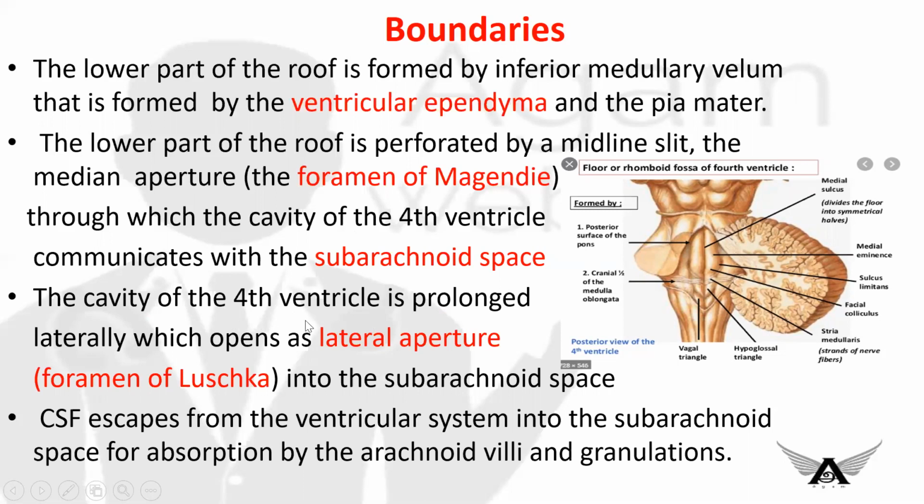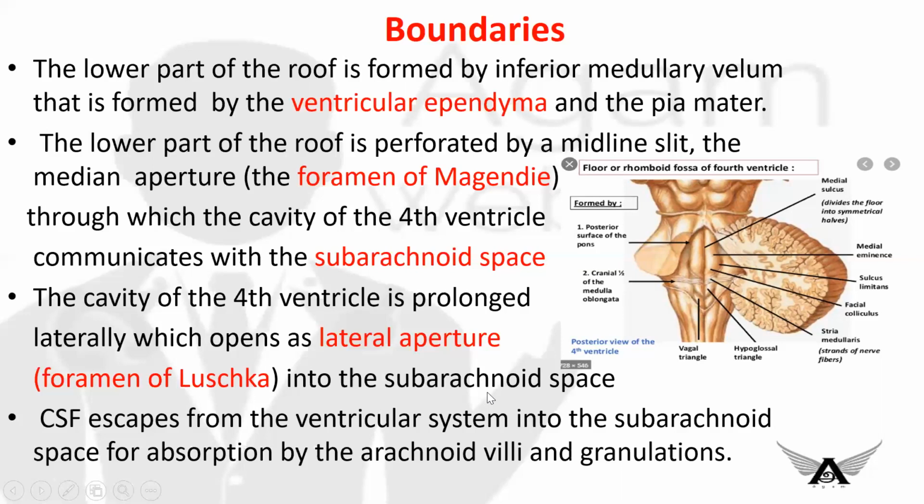The cavity of the fourth ventricle is prolonged laterally and opens as the lateral aperture, or foramen of Luschka, into the subarachnoid space. So first we have the aperture, the foramen of Magendie. Then we have the next aperture, the foramen of Luschka, which is a lateral aperture. This one is the midline aperture. This one is the lateral aperture. So Luschka is lateral. You can remember it like this: LL. The lateral aperture is the foramen of Luschka. The medial aperture, MM, Magendie. Through the foramen of Magendie and the foramen of Luschka, the CSF will enter into the subarachnoid space.